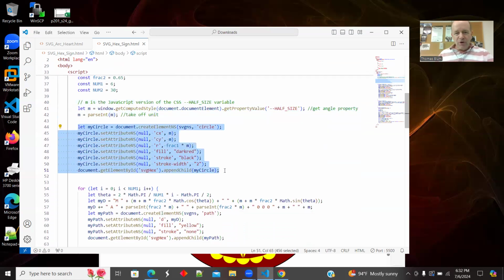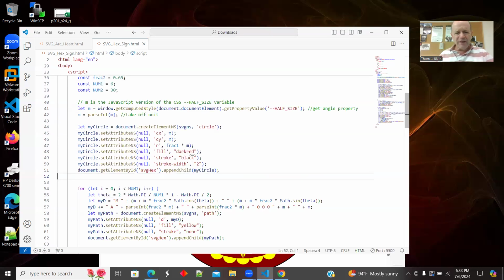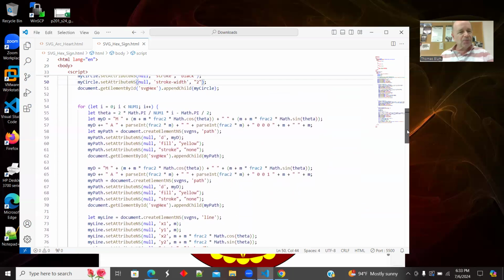I'm making an overall circle. This is the big circle centered at M, M. That's my center. Frac 1 times M is the radius. As we said, its fill is dark red. I do have a stroke on it. I probably don't want that stroke, but I did have a stroke. And a stroke width of 2, and added it to my image.